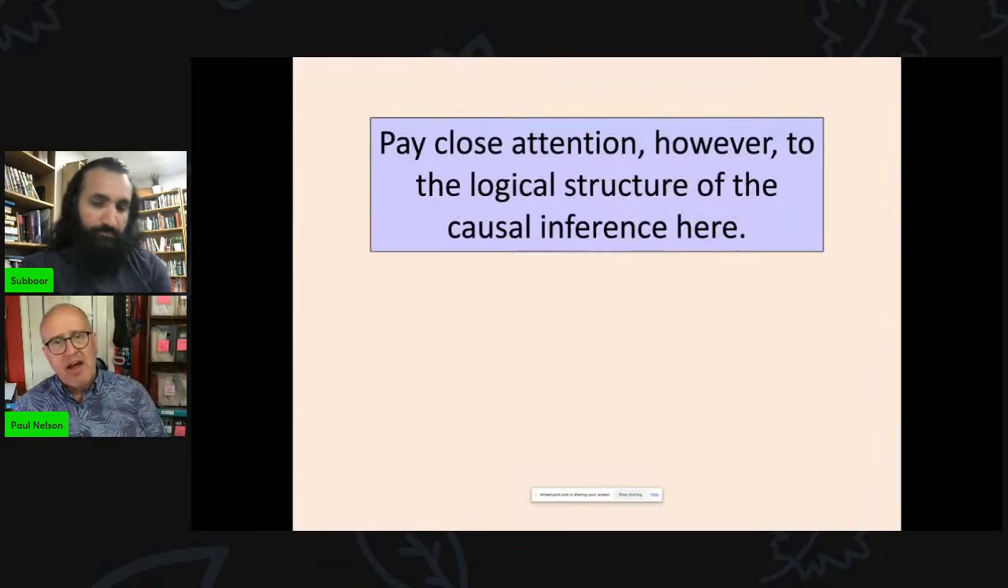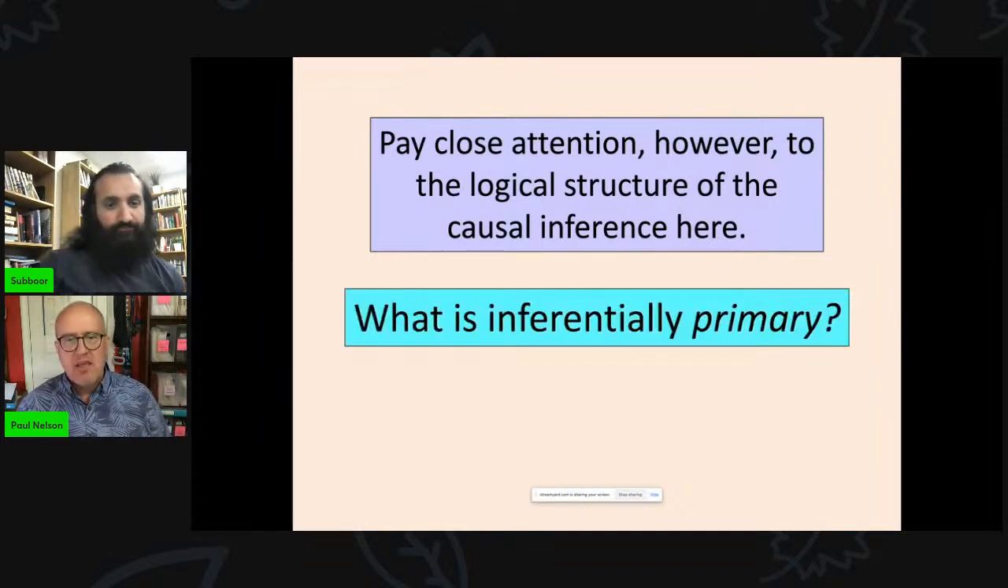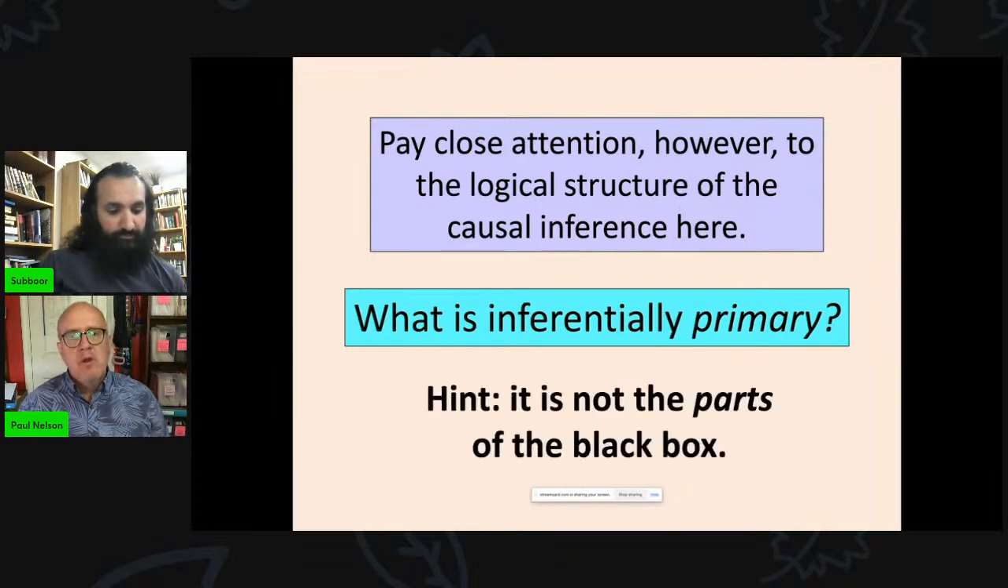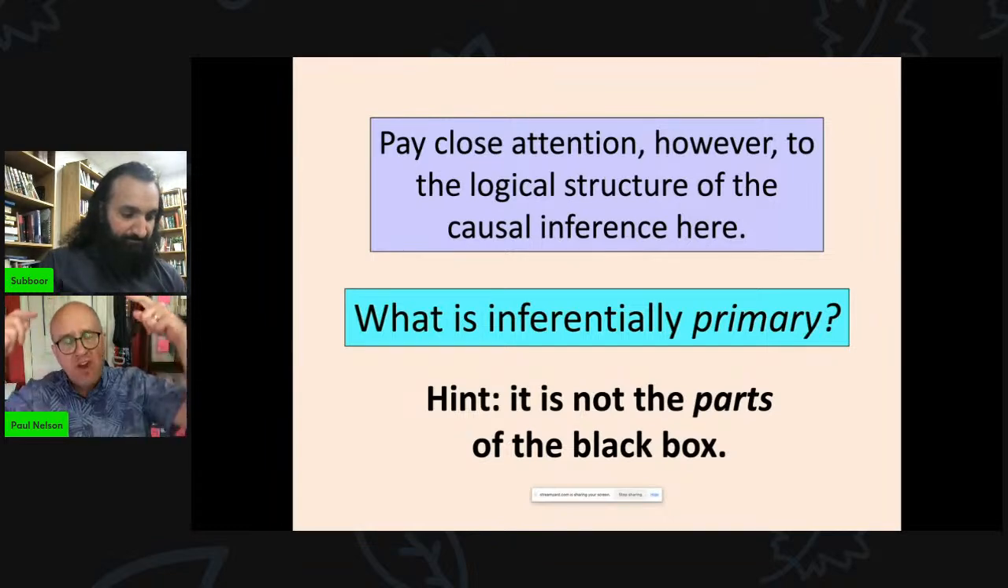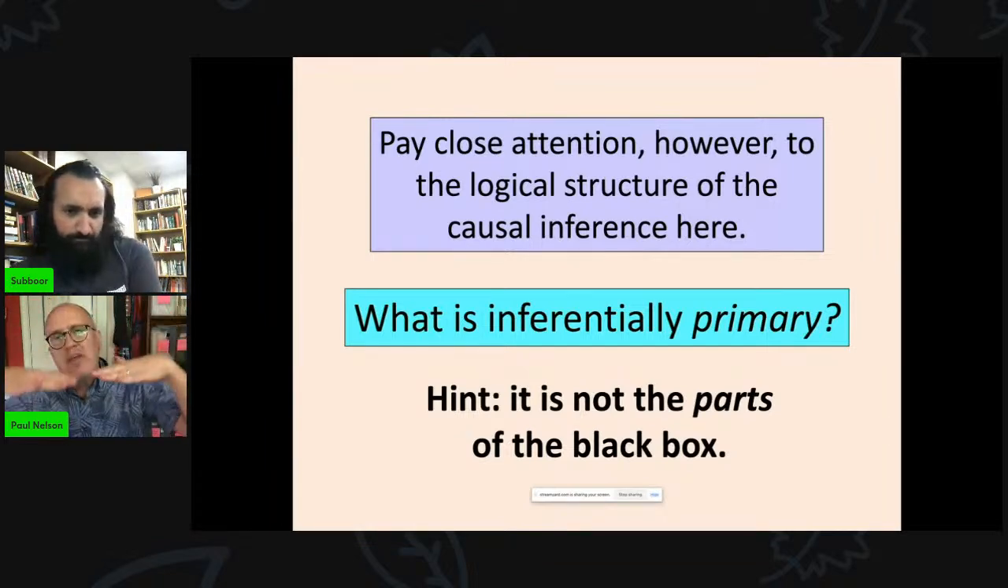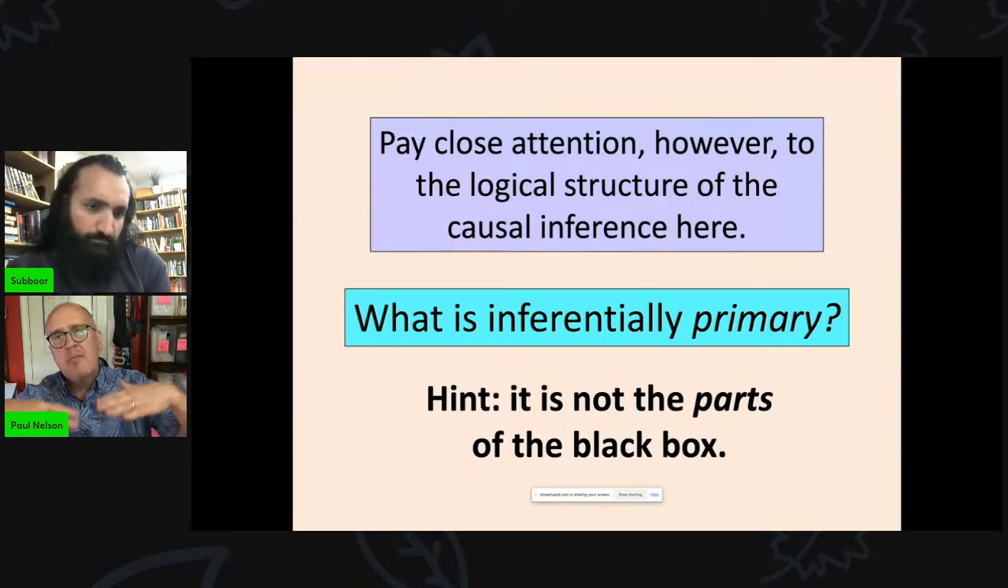Having made that caveat, we can step back and say, what is the logical structure of the inference we're making? What's primary? It's not the parts, because we actually haven't seen them yet. So what we're doing logically is starting with the system as a whole, and we're inferring the existence of its parts. We start at the top level and work our way down. We are not starting bottom up.